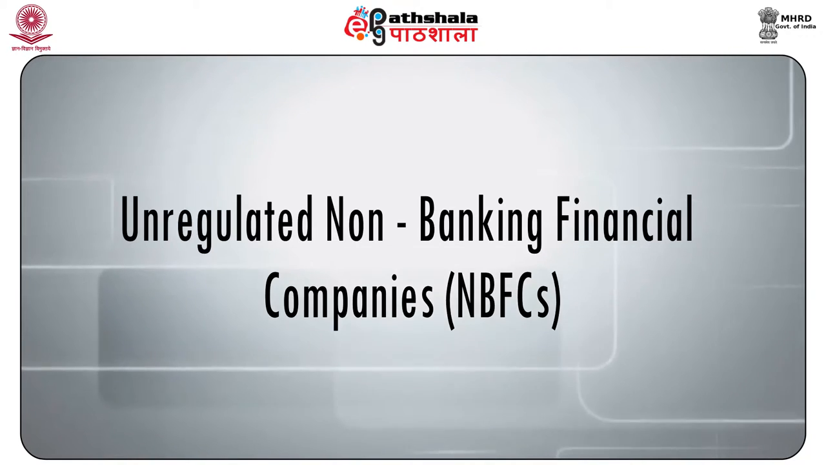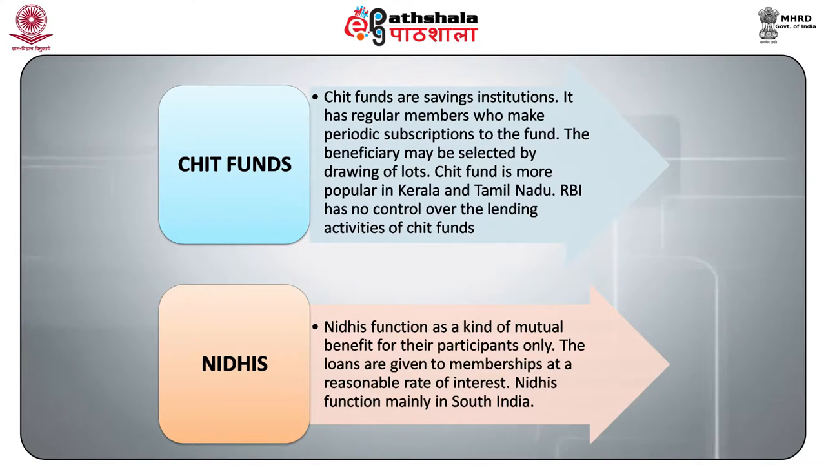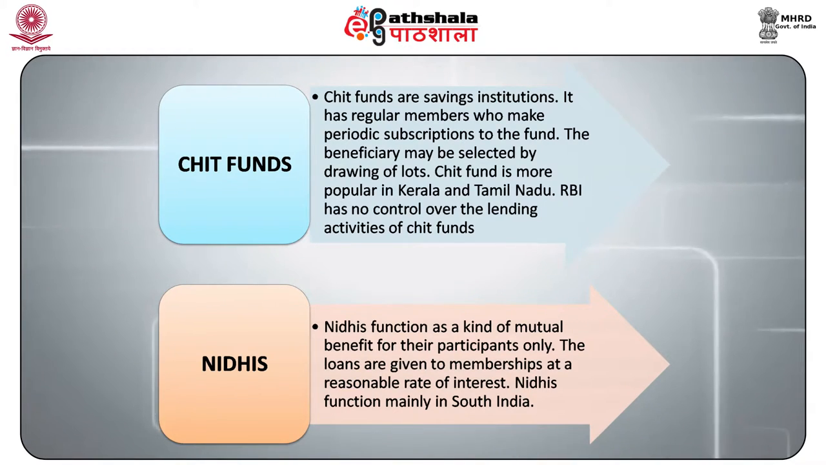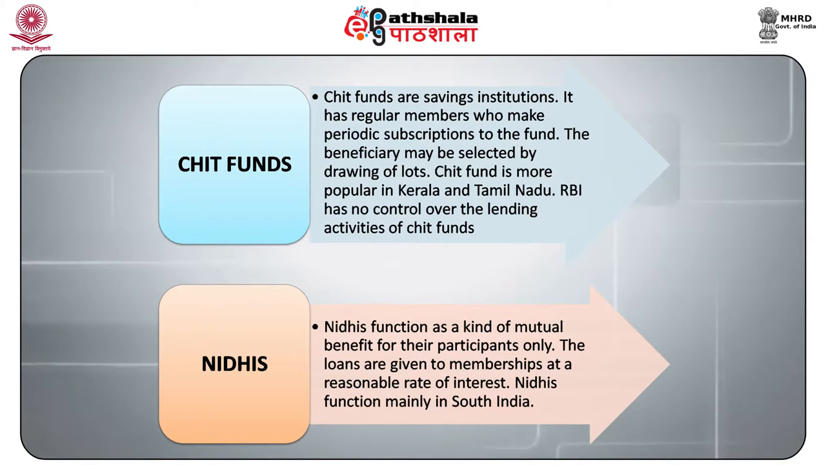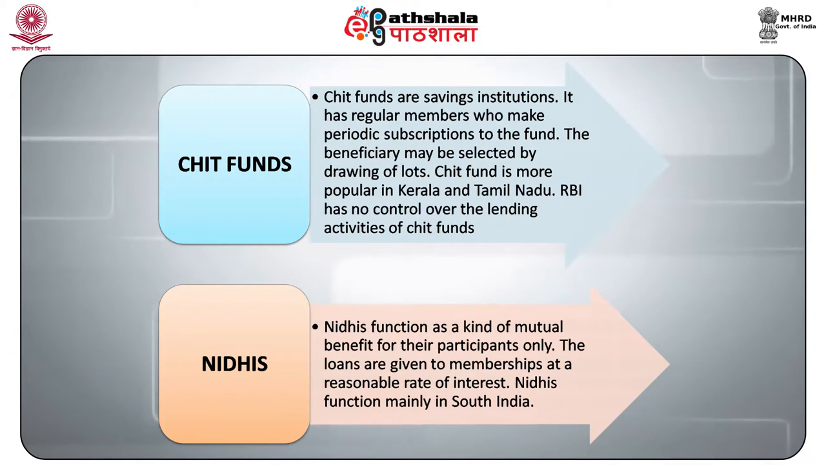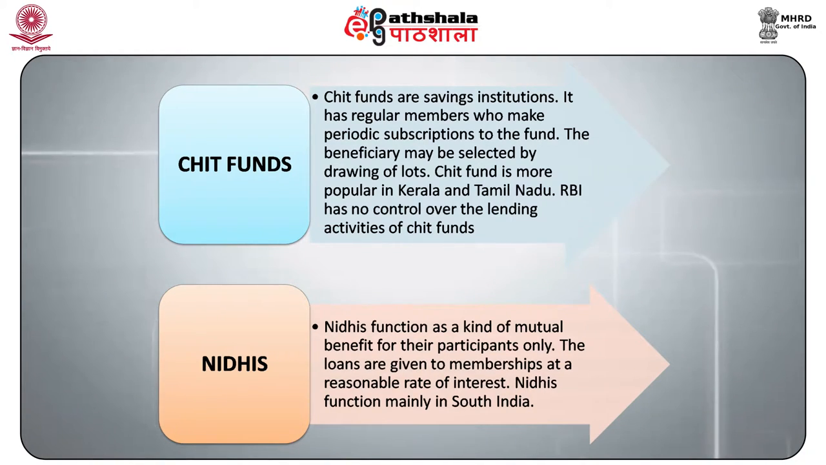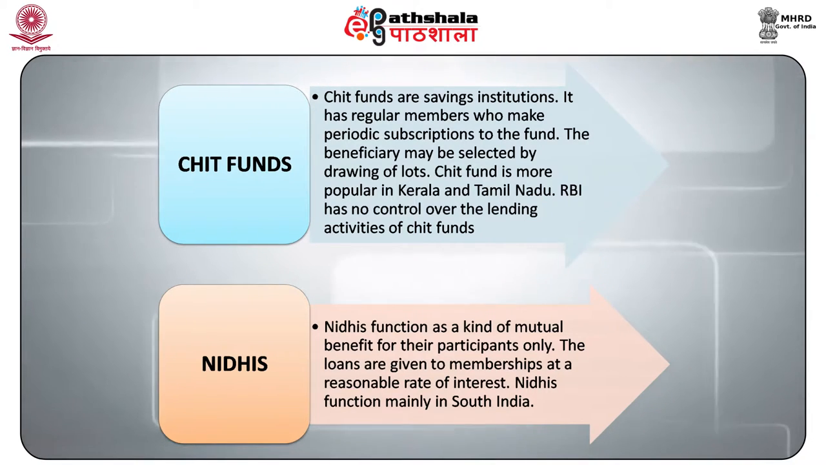Third, unregulated non-banking financial companies, NBFCs. They mainly consist of the following. Chit funds. Chit funds are saving institutions. It has regular members who make periodic subscriptions to the fund. The beneficiary may be selected by drawing of lots. Chit fund is more popular in Kerala and Tamil Nadu. RBI has no control over the lending activities of chit funds. Nidhis. Nidhis function as a kind of mutual benefit society for their participants only. The loans are given to members at a reasonable rate of interest. Nidhis function mainly in South India.